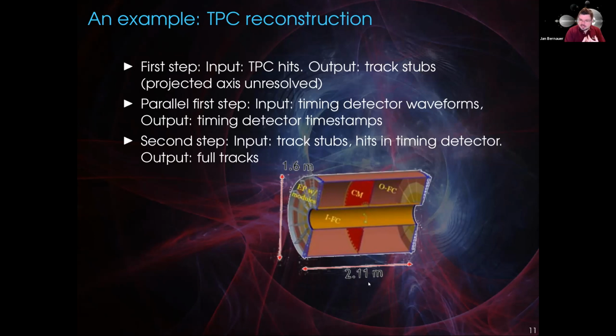So what we see here is, if I change one of these steps, I don't have to redo the other steps, only the steps which are down the pipeline. So if I change the way I associate tracks with these timestamps to get full tracks out, I don't have to redo the other two steps.